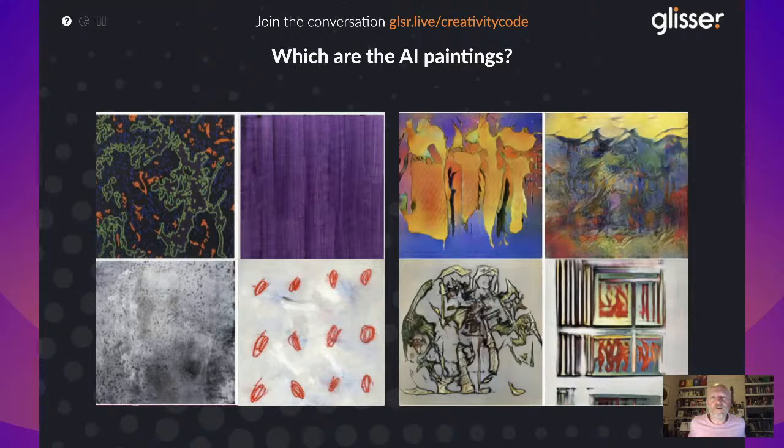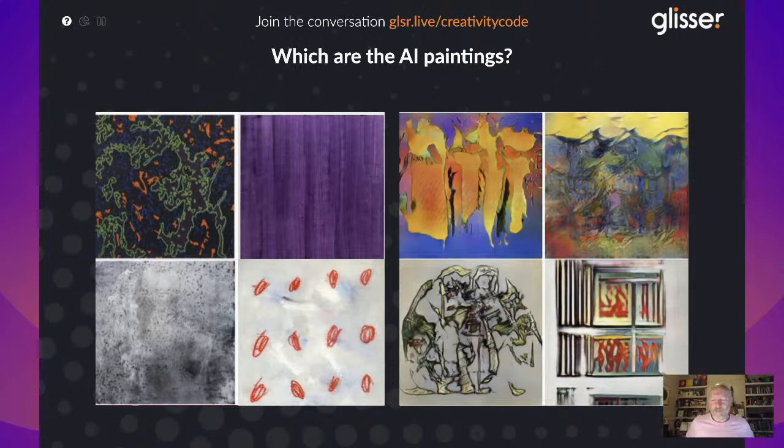A couple of years ago, they were put up in a gallery, and people entering the gallery weren't told there was any AI involved at all, and they were asked for their reaction to the different paintings, the human ones, the AI ones. And it was very striking that the AI paintings actually elicited a more emotional reaction from the people visiting the gallery than the human ones. And when they were told, oh, actually these are done by AI, many people felt very cheated by that.